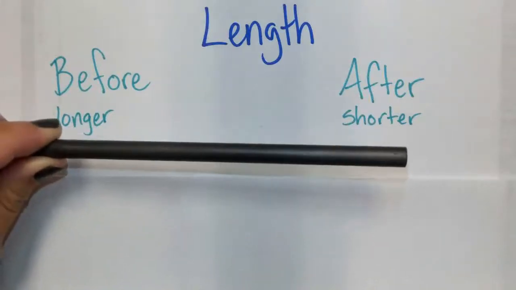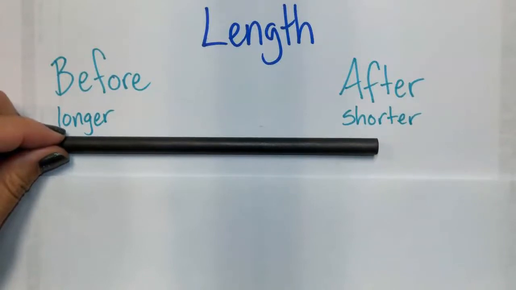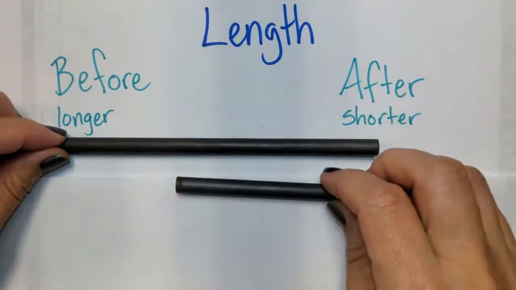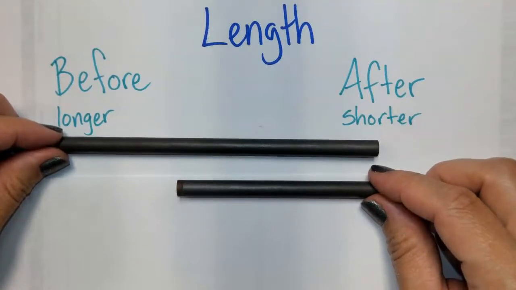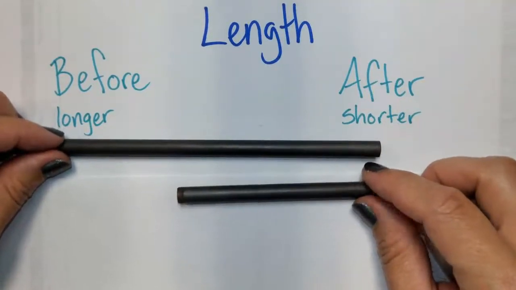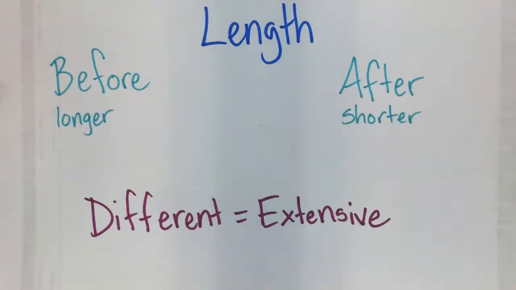The length before is this long. And if I were to change the amount of matter or cut the amount I have in half, then the length would become shorter. So because these become different when I change the amount of matter I'm dealing with, this length is an extensive property.